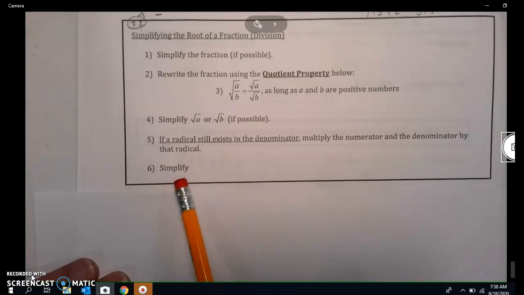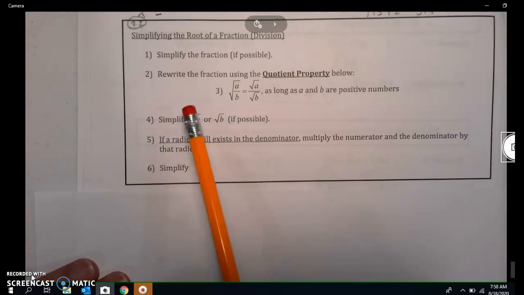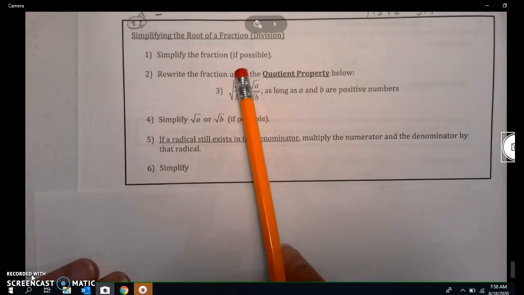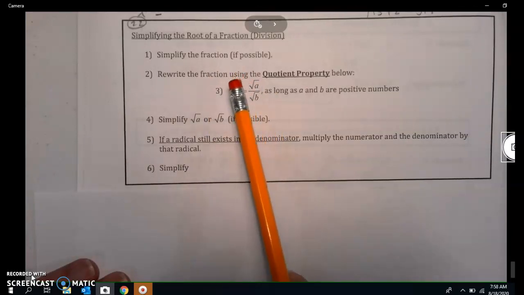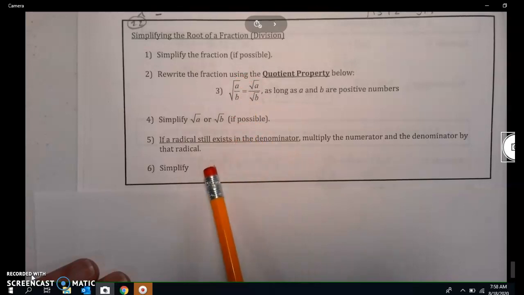And then always look for simplifying. Sometimes we simplify up here and we're good and we don't have to do it down here. Sometimes we forget up here and we have to do it down here. Or sometimes we simplify up here, but maybe not enough, or some multiplication happened and we still have to simplify at the end. So always look for simplifying at the end on all of these radical problems.